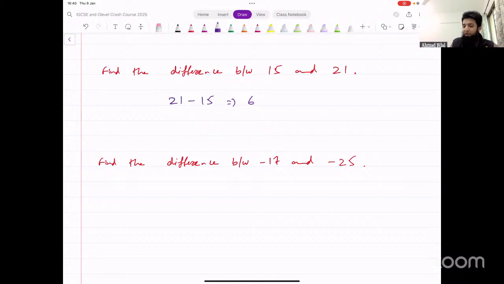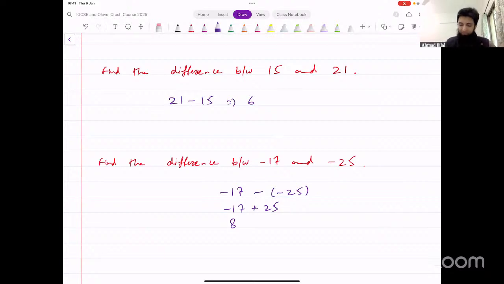So in this case, as I said earlier, you do the bigger number minus the smaller number, right? Okay, what's the bigger number? Since these numbers are negative, in negative numbers, the number that has a smaller magnitude is the bigger number. So -17 is the bigger number. So you do -17 minus -25, and then that gives you -17 plus 25, and the result is 8.